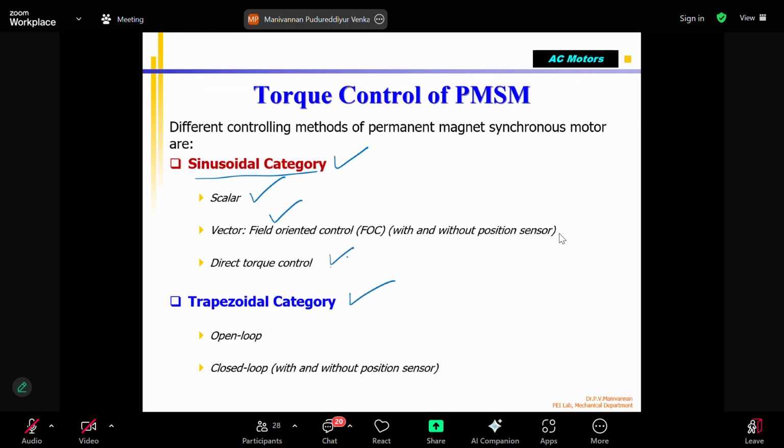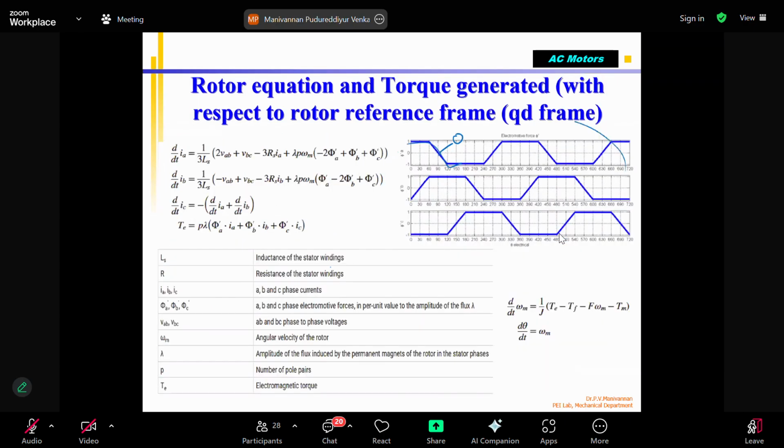If it is a trapezoidal category, voltage applied is trapezoidal, we saw that. That means concentrated winding. You are supplying trapezoidal excitation A, B, C. VA, VB, VC is not sinusoidal to the stator. It's a trapezoidal waveform, as I told you here. Right? Like this. The input voltage supplied to the 3-phase coil of the stator. The winding is concentrated, not distributed winding. Then the back EMF generated by the rotor in the concentrated coil also will be the same trapezoidal. They will interact with each other, and they produce torque.